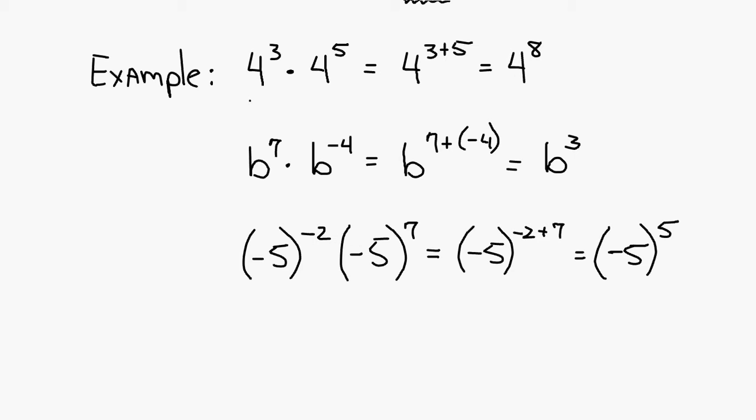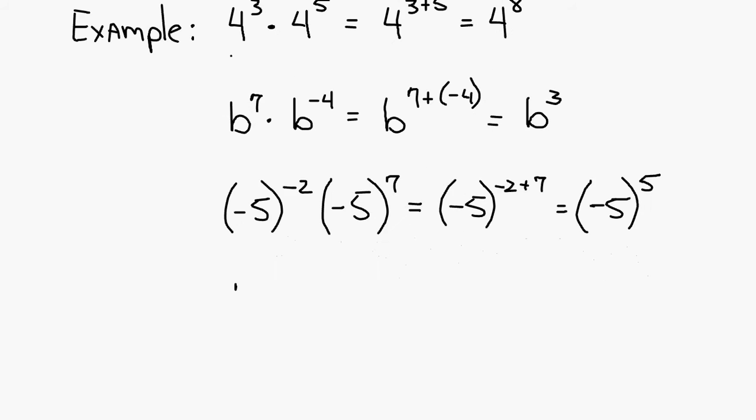The same would be true if you had 3 bases. 9 to the negative 3rd times 9 to the 2nd times 9 to the 6th. That would be equal to 9 to the, you've got negative 3 plus 2, which is negative 1, plus 6, which is 9 to the 5th.